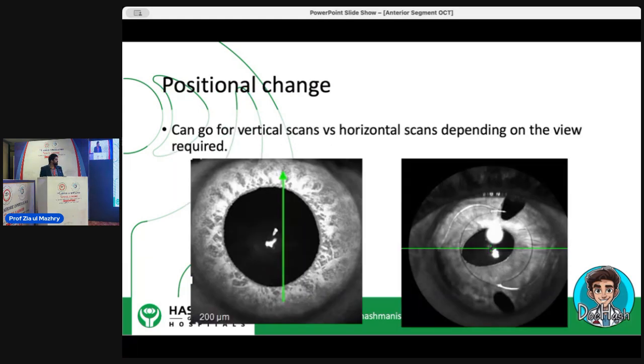Then you also have modes with vertical and horizontal scans, very important for both posterior and anterior segment. In the anterior segment it becomes a little more important because of pathologies like keratoconus or pellucid. You have to differentiate the thickness of the cornea from inferior to superior, so it shows up on the vertical scan, but on the horizontal scan you miss it. So these scan protocols are very important to understand.